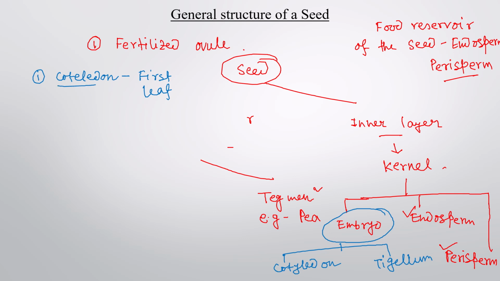In case of Poaceae, the number of cotyledon is 1, but in case of gram seed, that is in case of dicotyledonous plant or dicotyledonous seed, the number of cotyledon is 2. Next is tigellum. So what is tigellum? Tigellum is the axis of a seed.